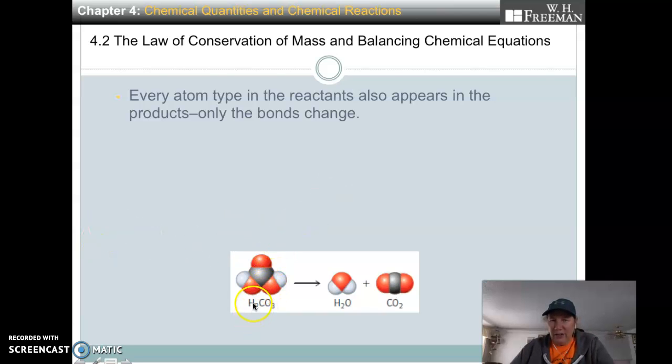Okay, if you look here, there's 2 hydrogen, there's 2 hydrogen. There's 1 carbon, there's 1 carbon. And there's an oxygen here and 2 here. That's 3. Well, look at that. There's 3.